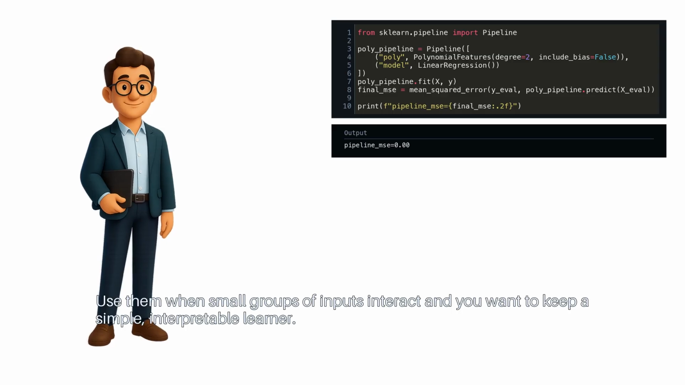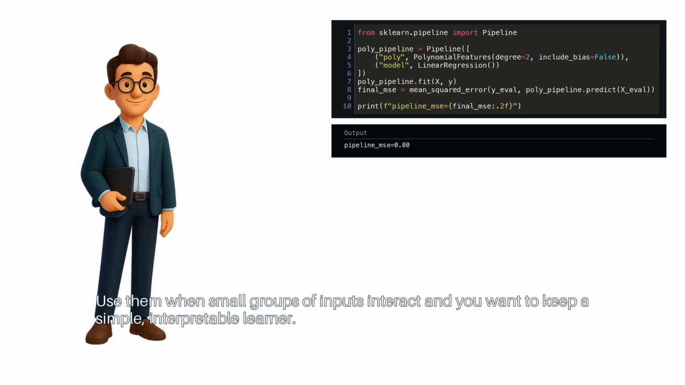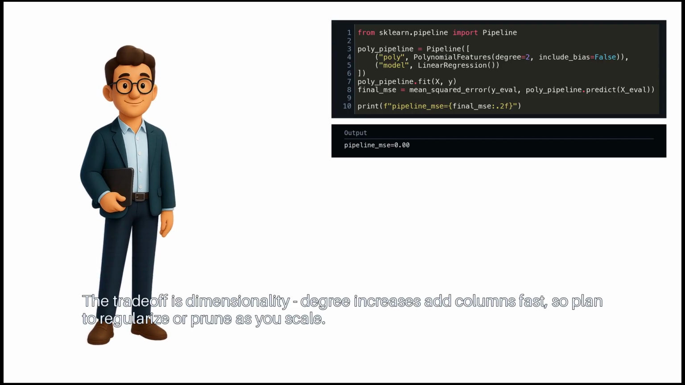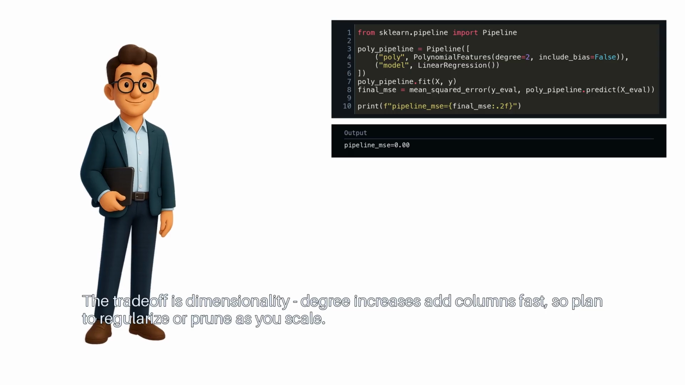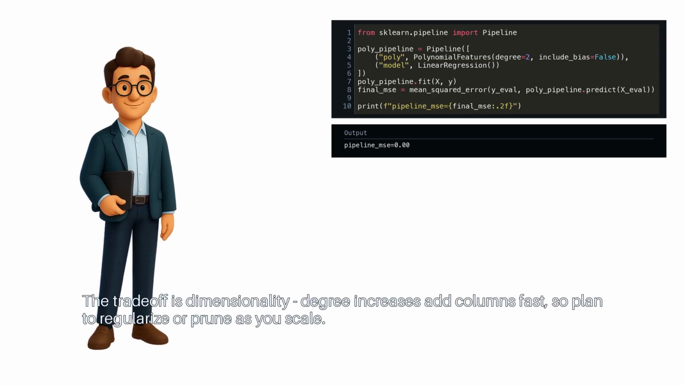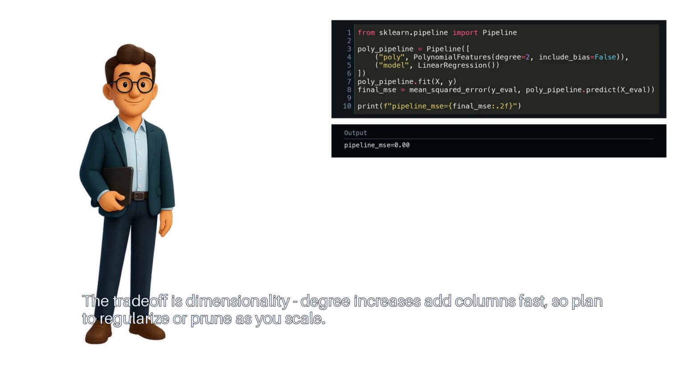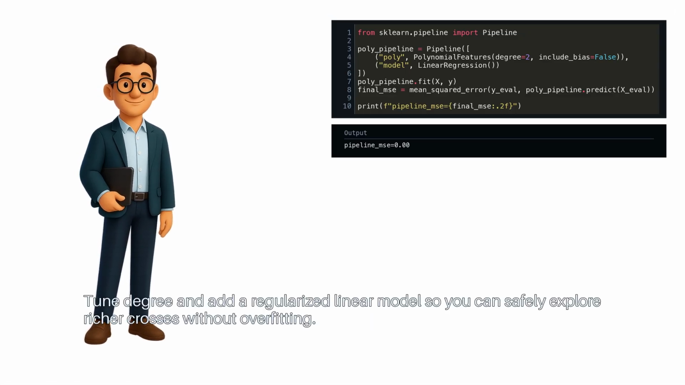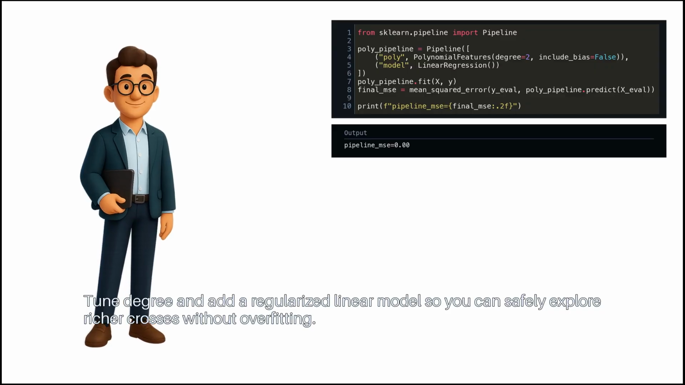Use them when small groups of inputs interact and you want to keep a simple, interpretable learner. The trade-off is dimensionality. Degree increases add columns fast, so plan to regularize or prune as you scale. Next step, tune degree and add a regularized linear model so you can safely explore richer crosses without overfitting.